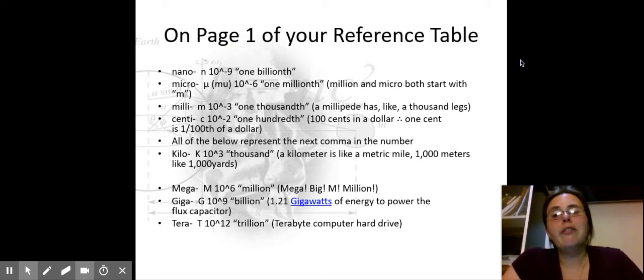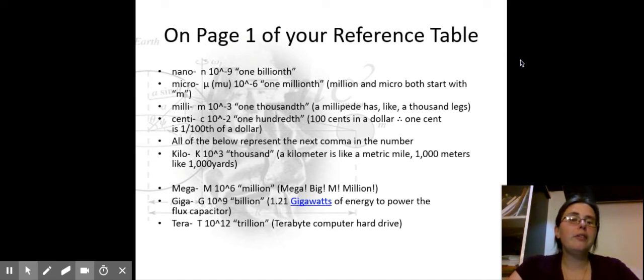And then we have micro, which is not a lowercase letter, but a Greek letter mu, and that is 10 to the negative sixth or 1 millionth. Million and micro both start with an m. So then we come to milli, which is a lowercase m. So it's 10 to the negative third or 1,000th.